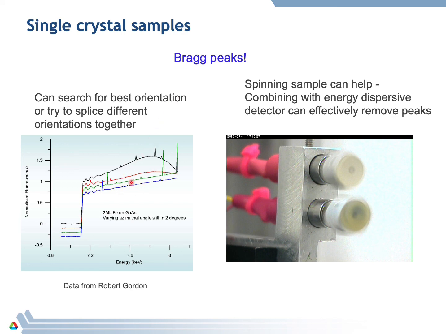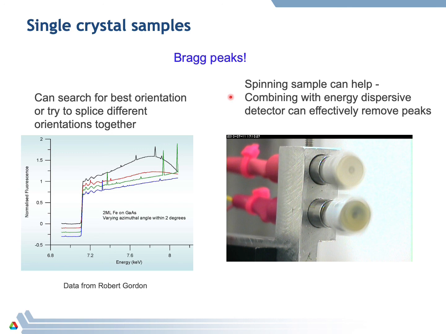This shows the case. They're trying to measure a monolayer of iron, 2 monolayers, on gallium arsenide single crystal substrates. And they had a lot of Bragg peaks. So they tried rotating the sample a little bit. You can see you can move the Bragg peaks around. One method is to measure at 2 different angles and then try to splice the good parts of the spectrum together. That gets to be a little tricky, but can be done.